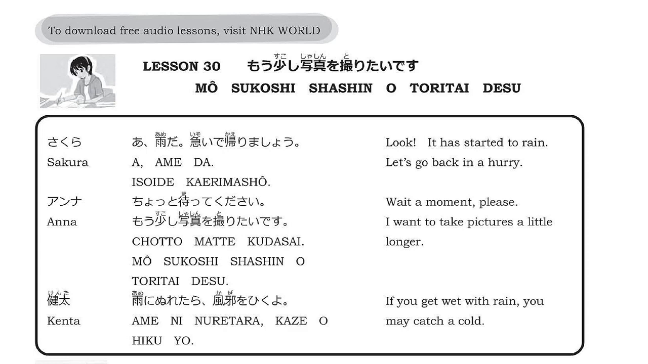Anna is reluctant to leave. Kenta is worried and says, 雨に濡れたら風邪をひくよ。 If you get wet in the rain, you may catch a cold. 雨 is rain. に is a particle, here indicating a cause. It indicates that rain is the cause that will make you wet. 濡れたら means if you get wet.